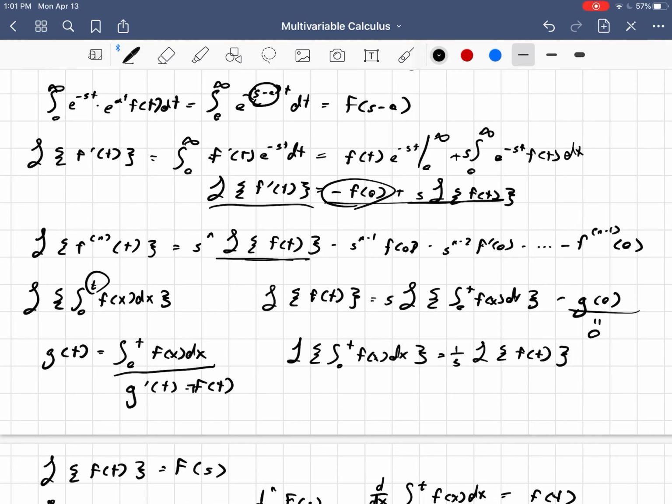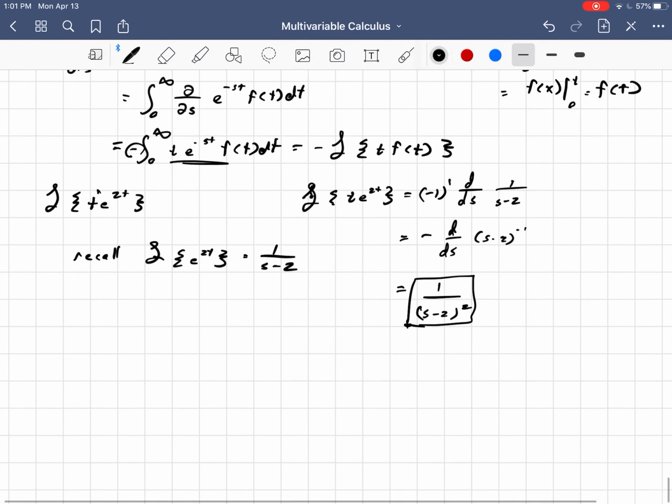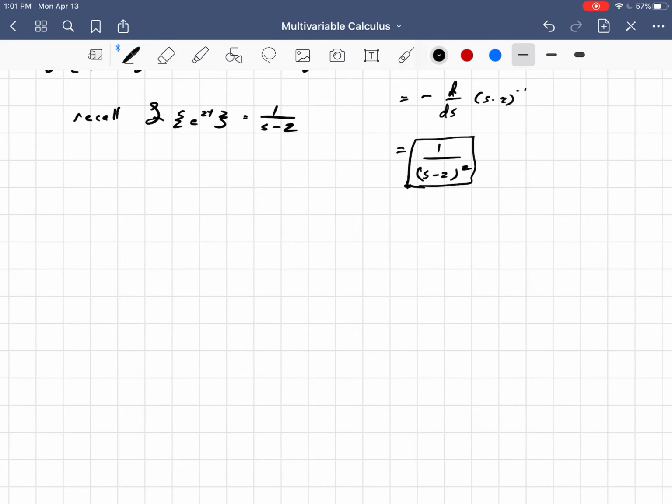I should probably do an example of, what property was it? Well, I don't think I have any other examples to.